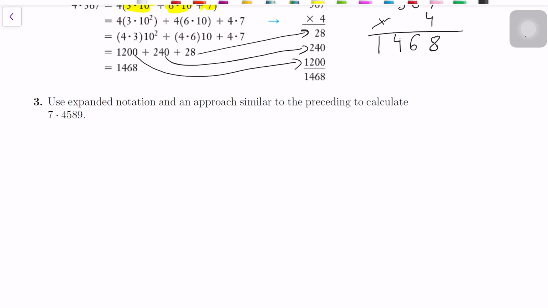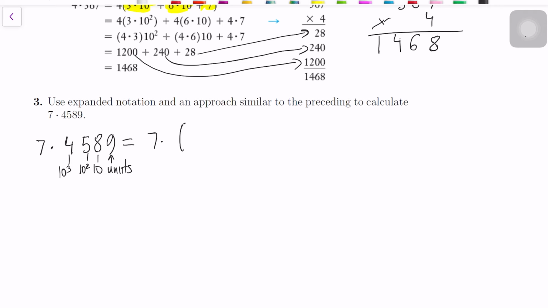But okay, now, question 3: use expanded notation and an approach similar to the preceding to calculate this. So expanded notation, first I want to do it this way, and then we're going to do the expanded algorithm. So in expanded notation, what I want is to write this number. That's number of units, right? That's number of tens. That's number of 10 squared. That's 10 cubed.